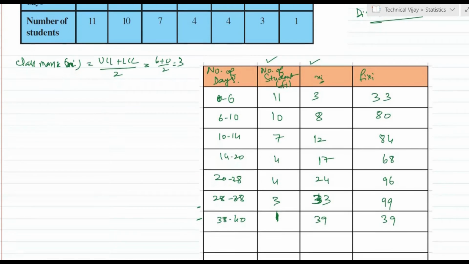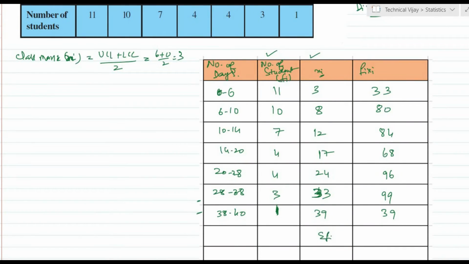Okay, so now here sigma of fi into xi, this is equal to total, this comes to 499. So now sigma fi is equal to what? This comes to 40. Okay, so the mean is equal to sigma of fi into xi divided by sigma of fi. So this is equal to 499 divided by 40. Okay, so this can be calculated as x bar is equal to 12.4.